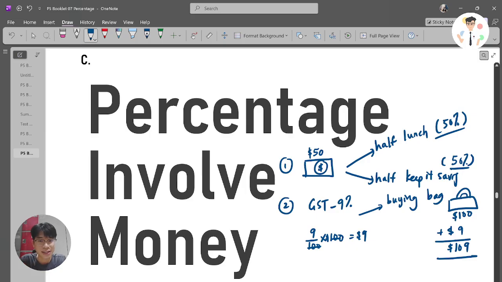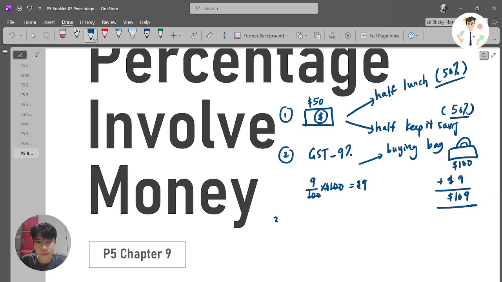Now the third situation that involves money is something called the discount. Teacher, just now you mentioned GST 9%. Is this fixed? Yeah, as of now, it's fixed. It's 9%. But of course, whether the government will change it in the future, we're not sure. But 9% is what we are having now. Okay? But discount is different. Sometimes the company or the shop can give 10% discount. It can be sometimes 15%, 20%. It depends.